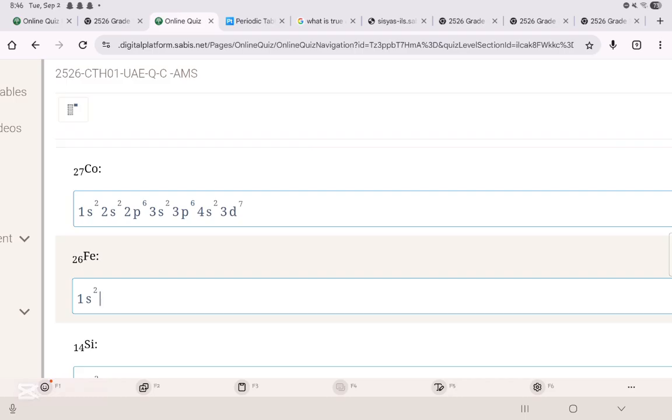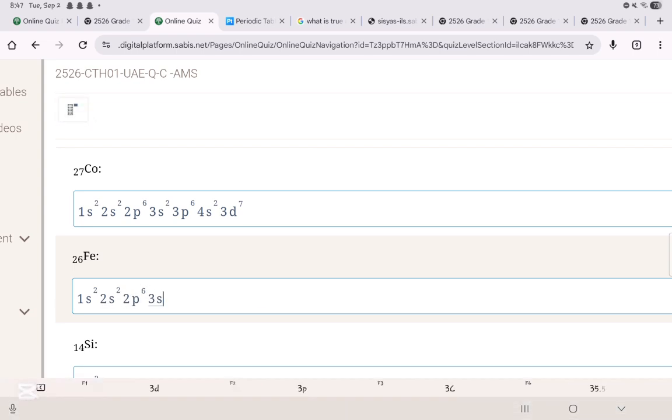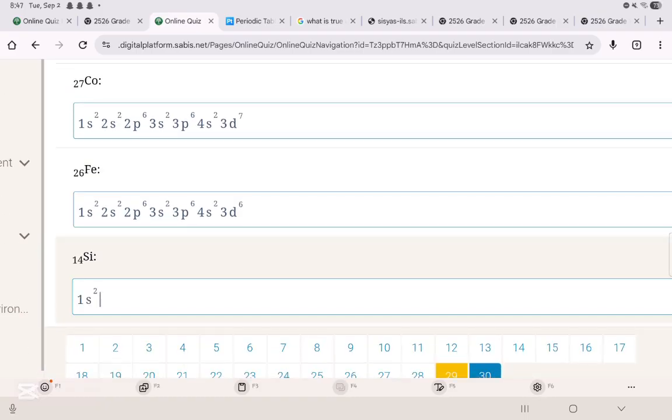Okay, again, you guys should know how to do the electronic configuration. 1s2, 2s2, 2p6, 3s2, 3p6, 4s2, and then 3d6. If you want to double check, add all of the electrons together. 2 plus 2 plus 6 plus 2 plus 6 plus 2 plus 6. You will get in total how much? 26. Now finally for Si14, you also have to do the same thing.